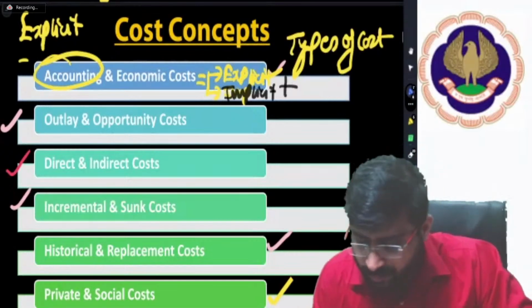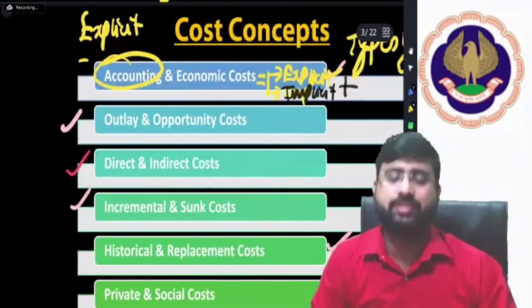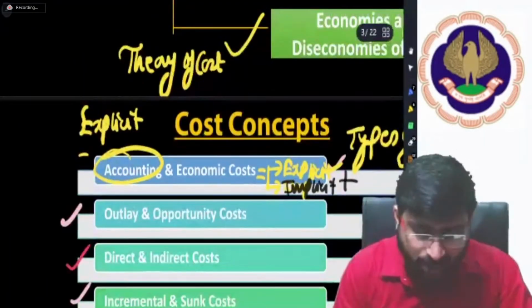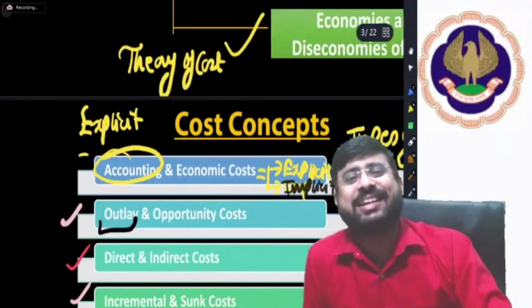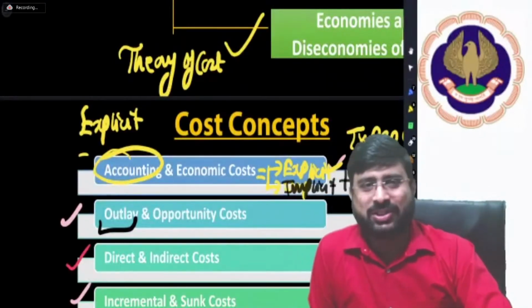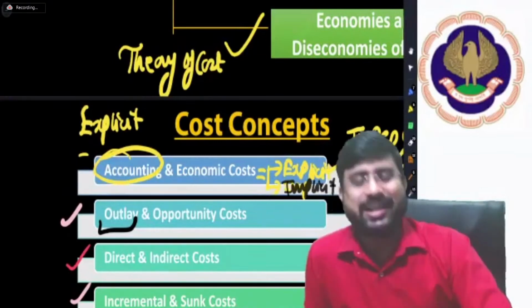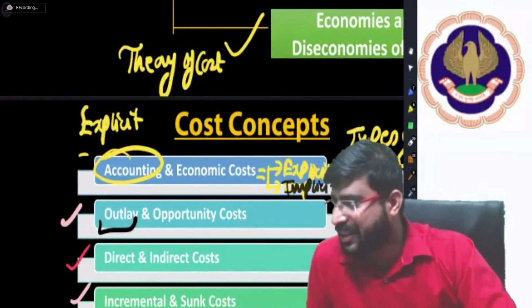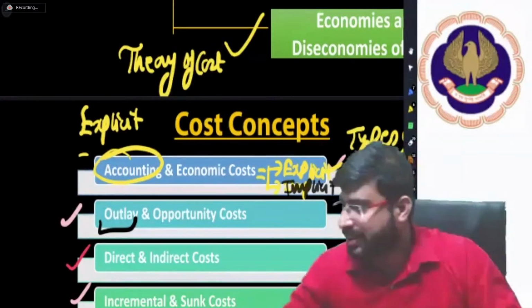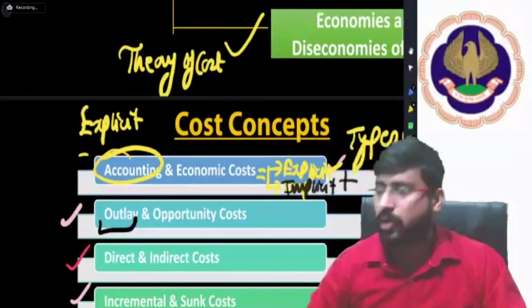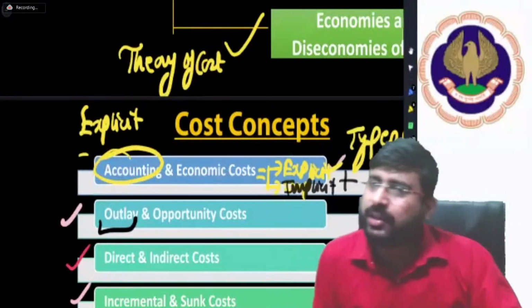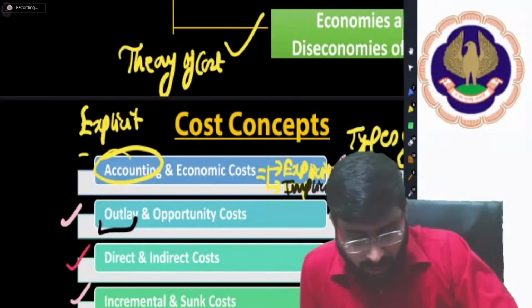Great. Now, my lovely friends, we have discussed outlay cost already. The cost that results in actual outflow. That is outlay cost. So it's pretty easy that way, isn't it? Yes, sir. The cost that results in actual outflow is outlay cost. So that is very simple.